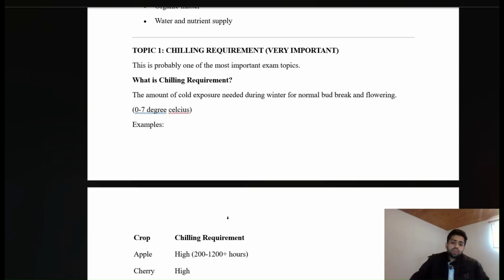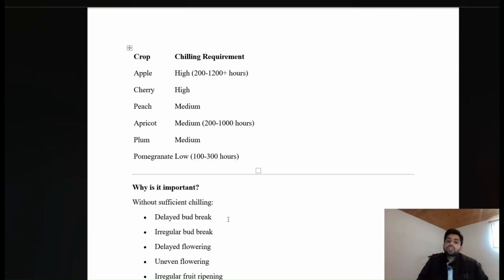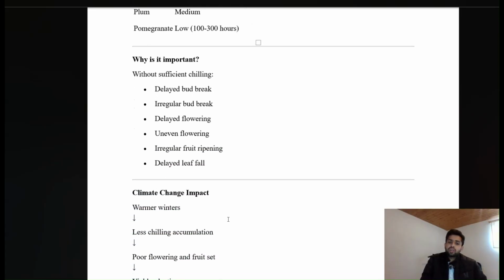If I talk about crops, apple needs 200 to 1200 plus hours of chilling. Cherry also needs a high amount, and peach and apricot require a medium chilling requirement, compared to plum and pomegranate, which require a low one. So why is it important?